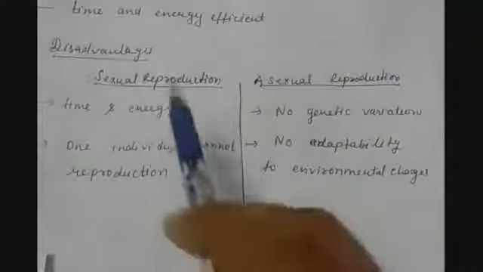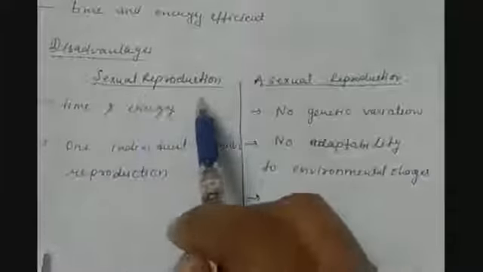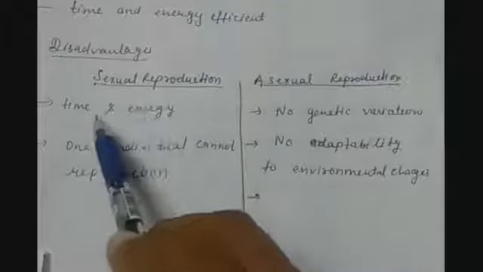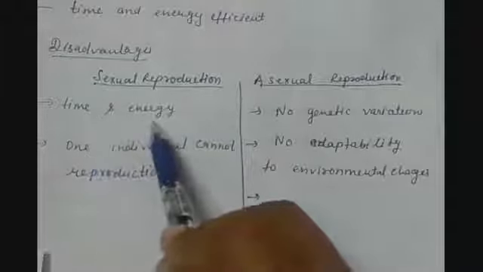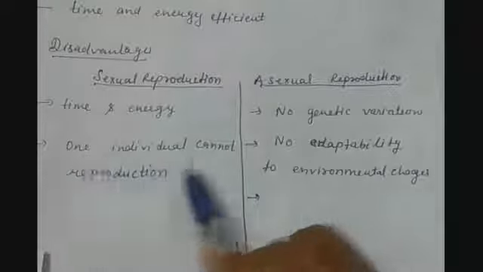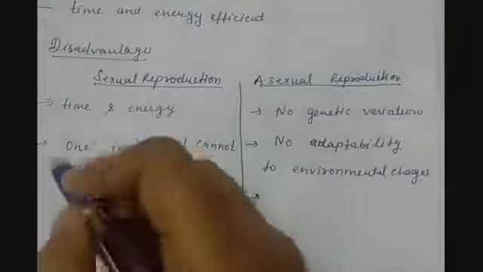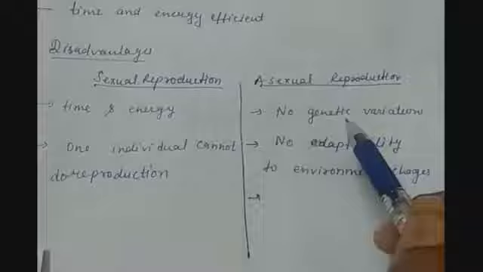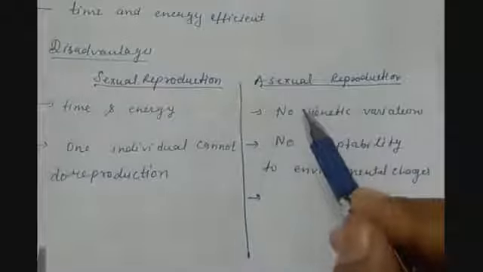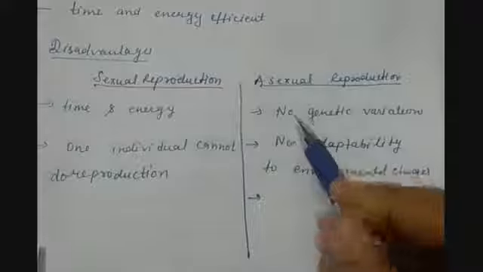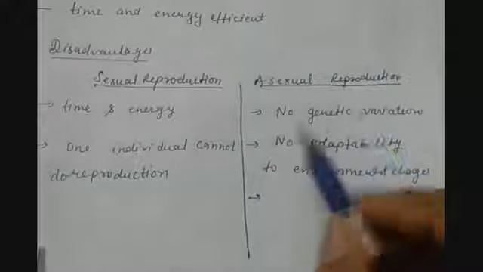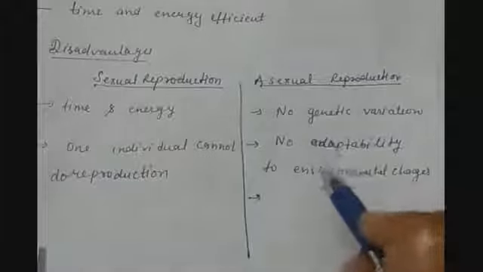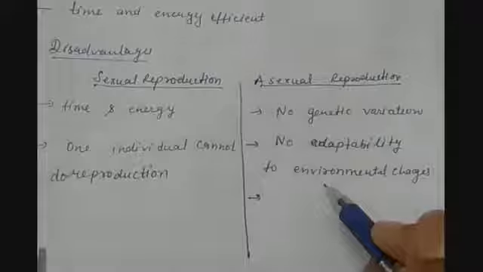Now let us see the disadvantages of sexual reproduction. Here, as two parents are required to reproduce, it requires a lot of time and energy. One individual cannot do the reproduction. In asexual reproduction, as only one parent is reproducing, no genetic variation is there. Because of that, no adaptability to the environmental changes will happen. So that will not lead to a better survival of the complete species.